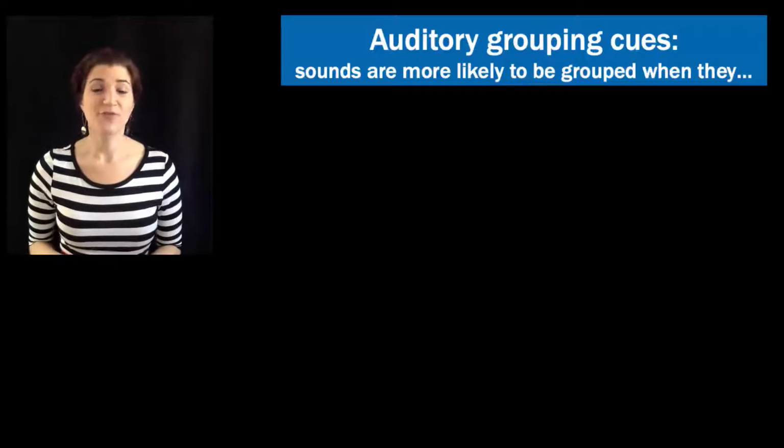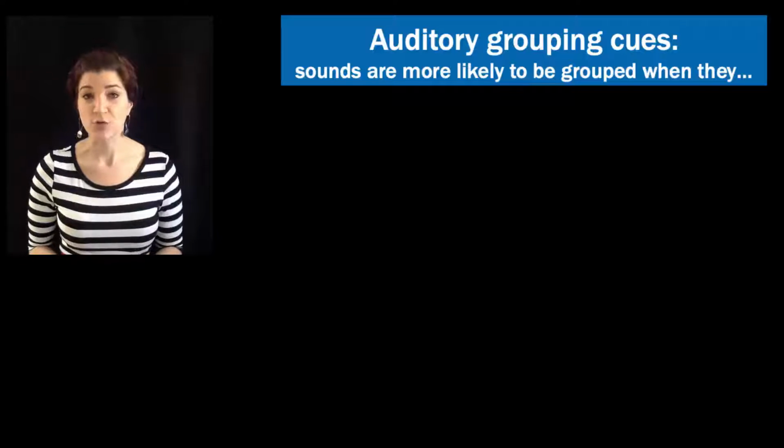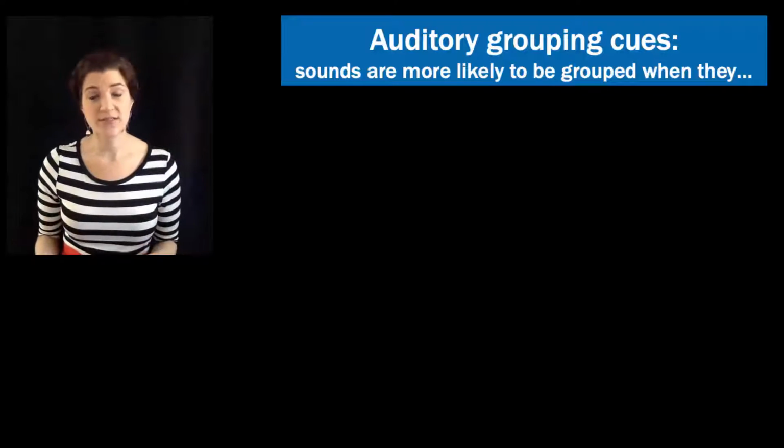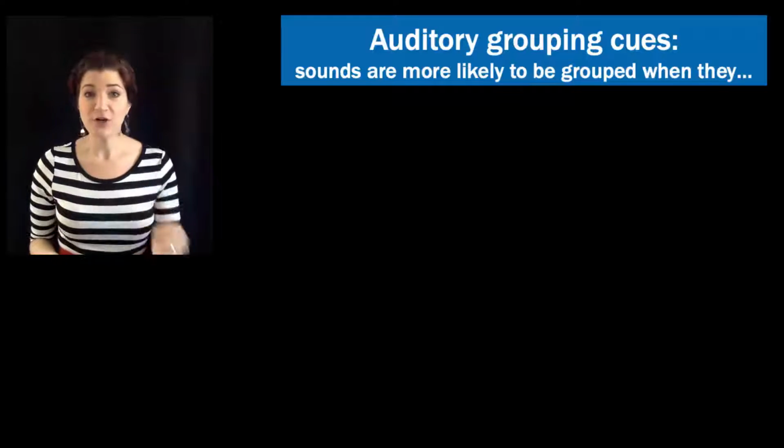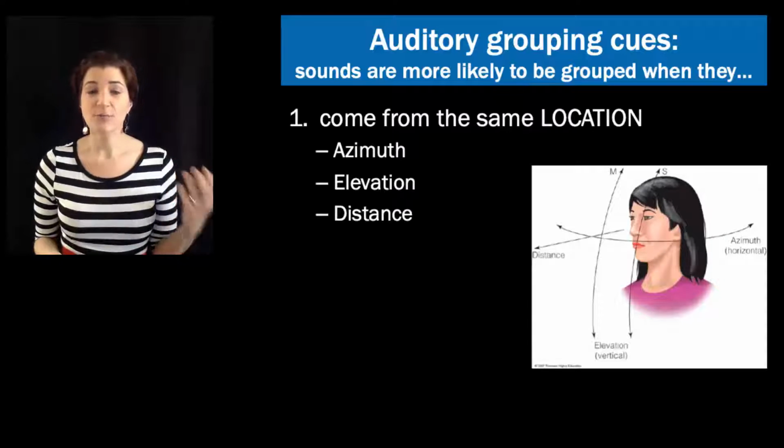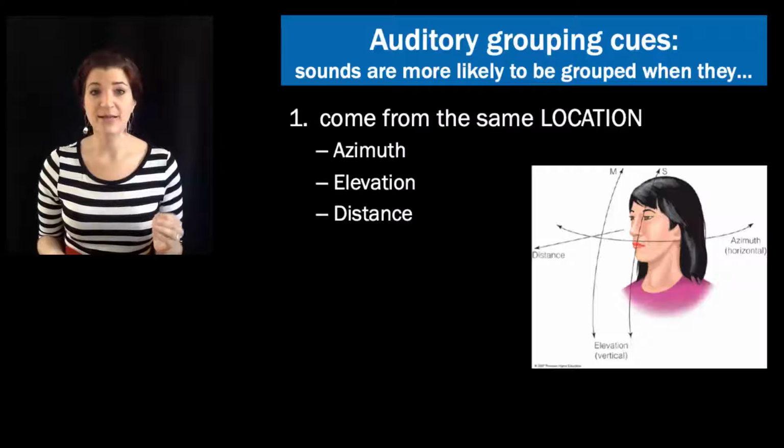Today we're going to talk about 4 types of auditory grouping cues. These are heuristics or shortcuts that the auditory system uses in order to try and identify which frequencies go together. So the first auditory grouping cue we're going to talk about relates to what you read about for class. Things are more likely to be grouped when they come from the same location.